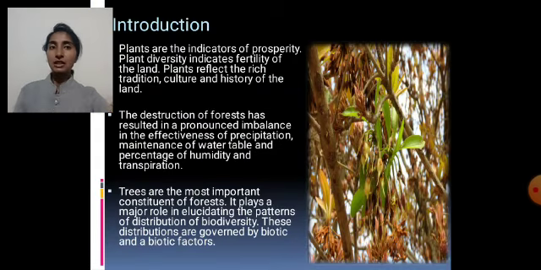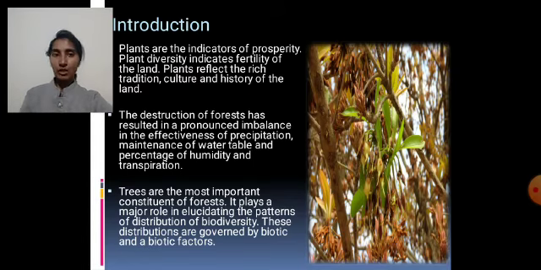Introduction. Plants are the indicators of prosperity. Plant diversity indicates the fertility of the land. Plants reflect the rich tradition, culture and history of the land. The destruction of the forest has resulted in a pronounced imbalance in the effectiveness of precipitation, maintenance of water table, and percentage of humidity and transpiration.